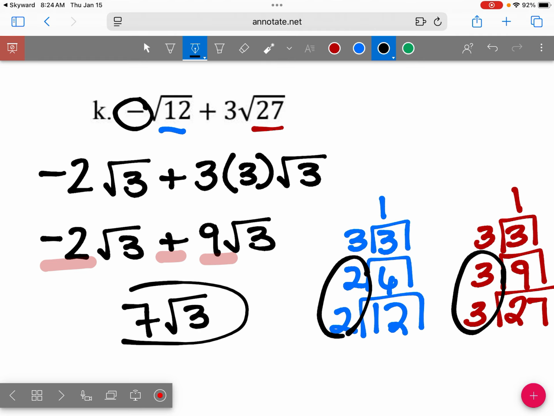All right, I want you to do the last one by yourself all the way to the end. Build your cake, simplify it, come up with your final answer for letter M. So do the whole question by yourself.